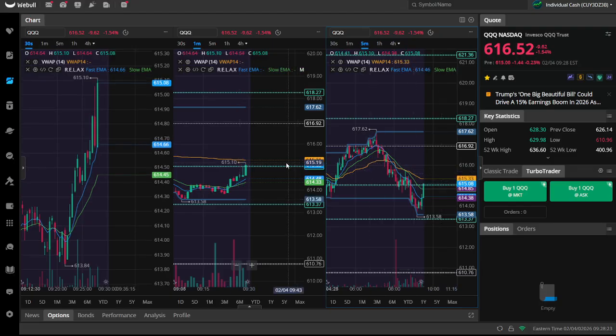I can already see, with a couple levels that I have marked here, if it breaks above this one, the 615, what is that? Let's just say 615.05, I can expect it will probably hit 616.92 or possibly even 617.51, which would be the high of the opening range.